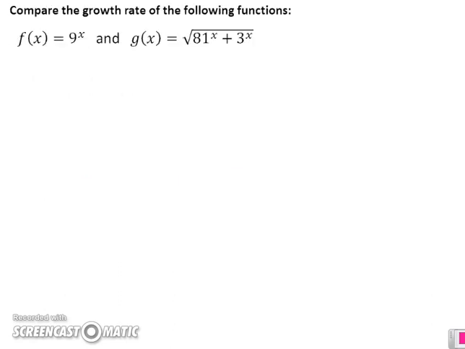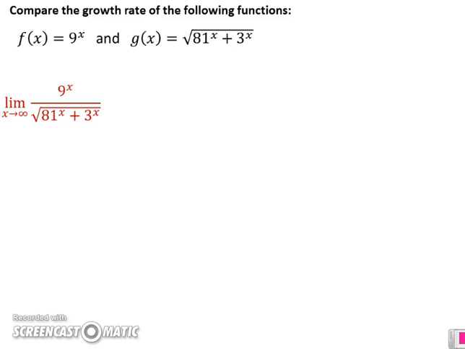Okay, let's do another one. So compare the growth rate of the two functions here. So let's make them fractions and see what happens when we do the limit as x approaches infinity. So we have f of x over g of x in this case. We've got to just see if it's going to equal 0, infinity, or a constant.